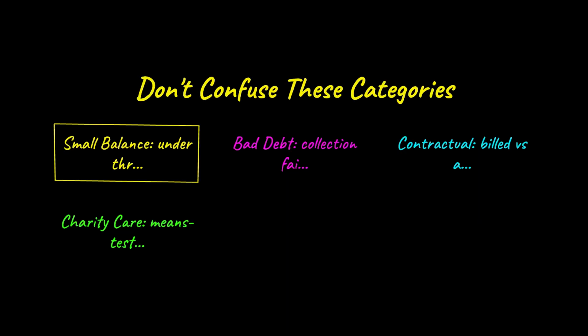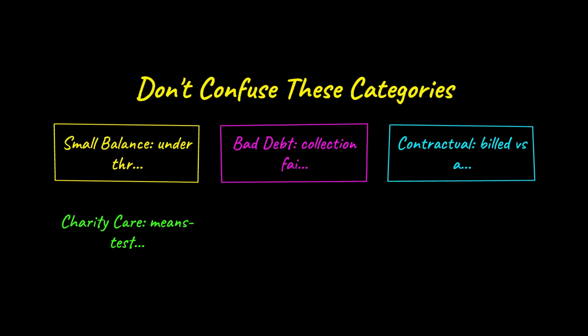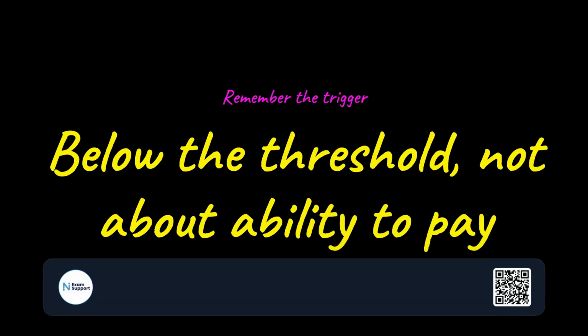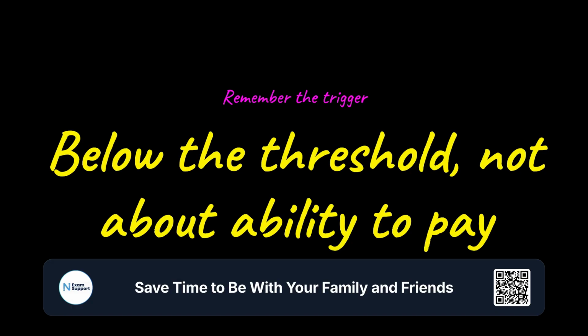The exam nuance is matching category to scenario. Bad debt applies after failed collection on a meaningful balance. Contractual adjustments are the routine gap between billed and allowed amounts. And charity care requires a means-tested application. Small balance write-offs apply purely based on the threshold, regardless of ability to pay. Watch for stems where the balance is adjusted simply because it fell under a defined dollar threshold, not because of failed collections or financial hardship. That signal points straight to small balance write-off.